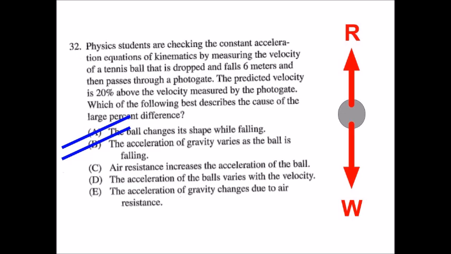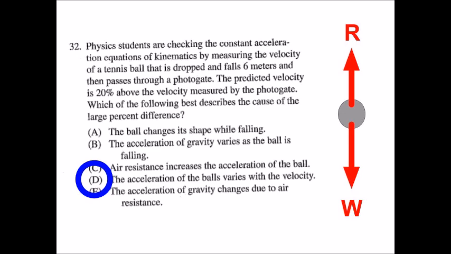Air resistance increases. Well, you see air resistance and you're like, yeah, it's air resistance. But it's not C. It can't be C. Look at air resistance. That's not increasing your acceleration. Air resistance is fighting against your acceleration. Eventually, air resistance is so great that you are at terminal velocity. Air resistance does not increase, it decreases your acceleration. Get out of here, C. What about D? The acceleration of the ball varies with the velocity. Yeah, I think that's it. What about E? The acceleration of gravity changes. No, it's not E. It must be D, because the acceleration of gravity never changes.